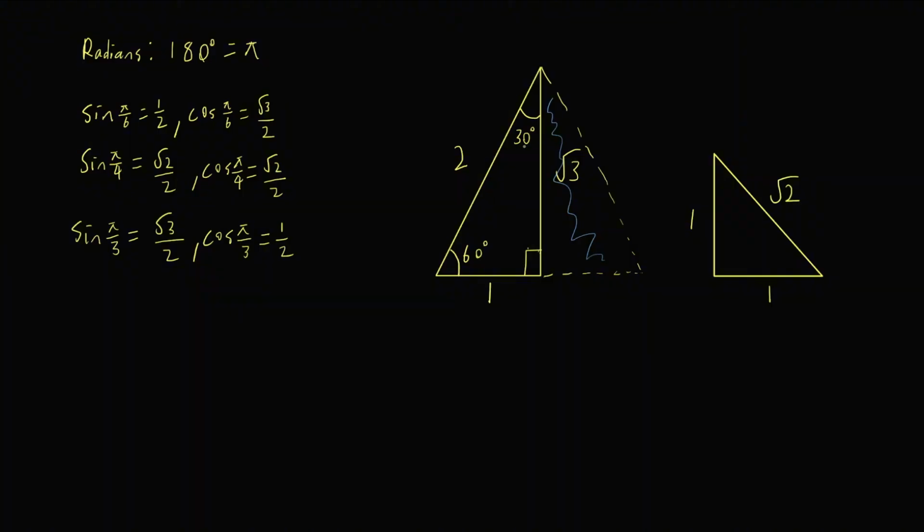One of them is a 30 degree, 60 degree, and 90 degree angle triangle, and the other one is a 90 degree, 45, and 45 degree triangle. And you might be wondering, well, where did these triangles come from? Where did these ratios come from? It's actually just from an equilateral triangle.